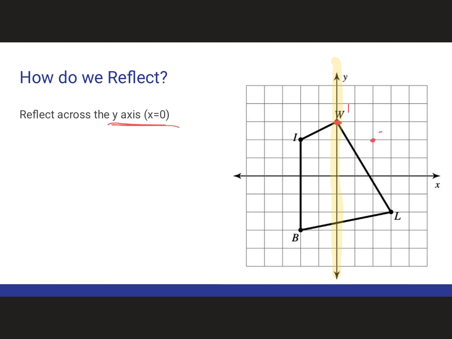This is I prime. This is L prime. And this is B prime. So it's going to turn my figure, but my figure is still overlapping itself. Each point goes from one side of the line of reflection to the other. Okay, so go ahead and try your classwork, and I will see you in class.